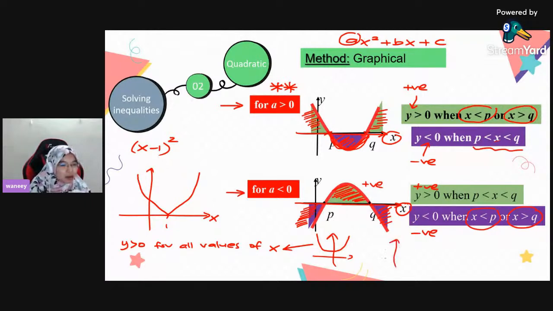If it hangs below, then always negative for all values of x. So it depends on the graph.